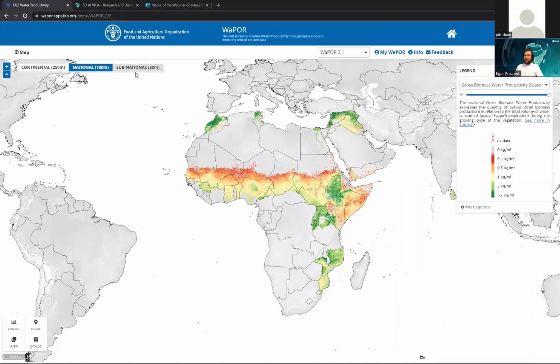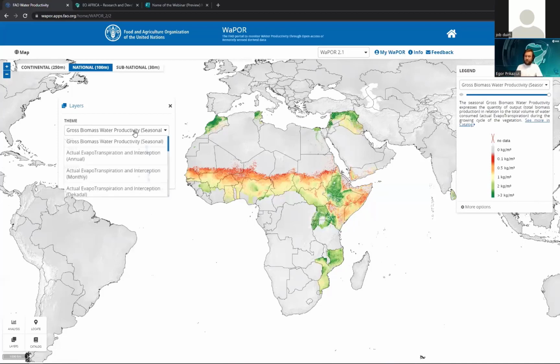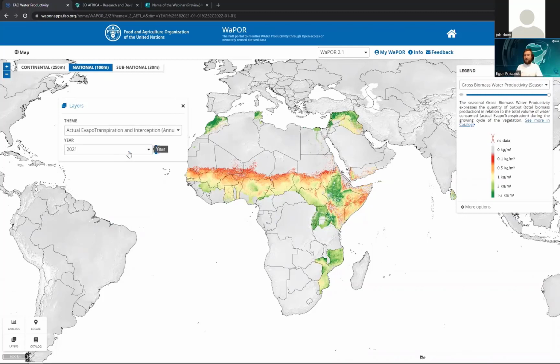The data that they have is located here. For example, in layers, you can see what it is and select the layer that you want. For example, now it shows gross biomass water productivity, but we were talking about evapotranspiration, and we can see, for example, actual evapotranspiration and interception, the 3 components I learned about.